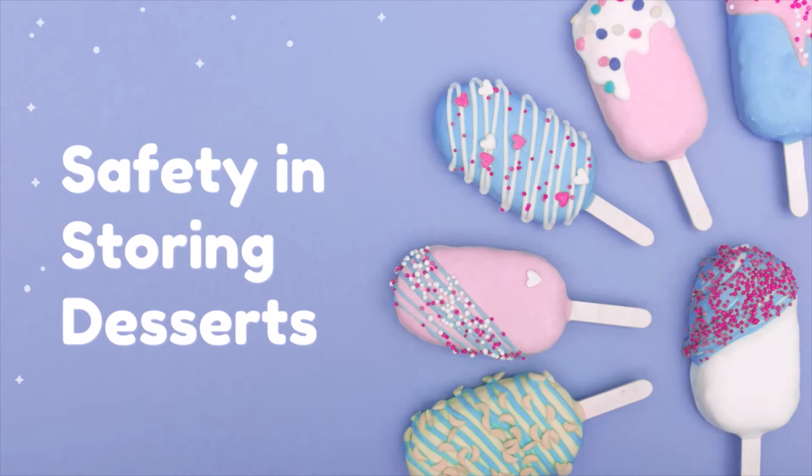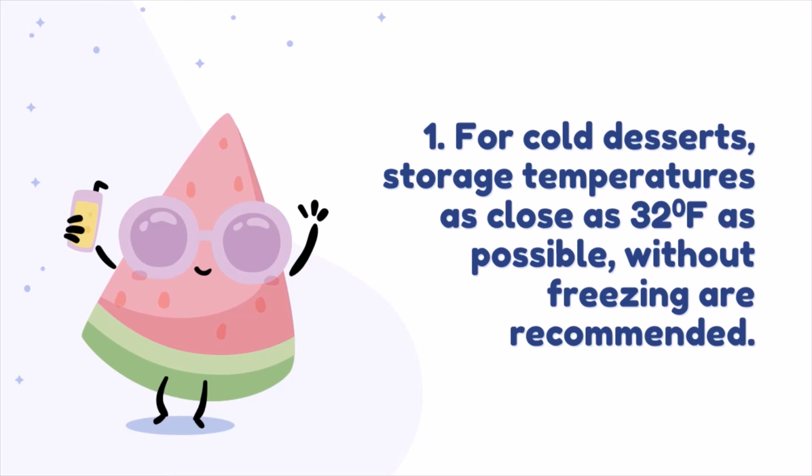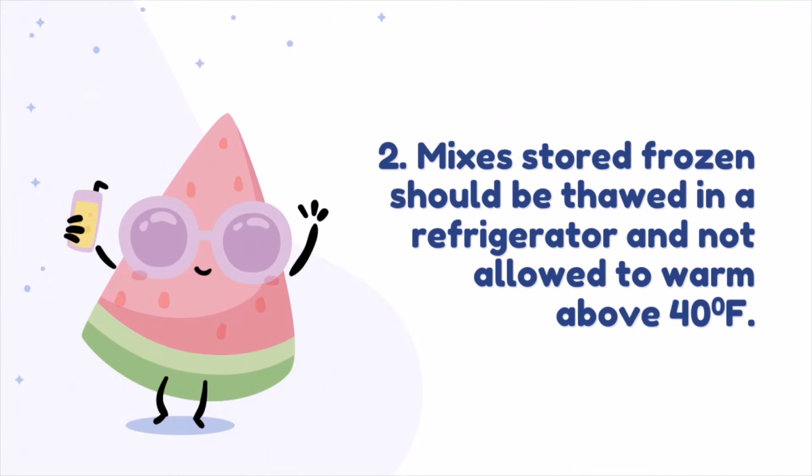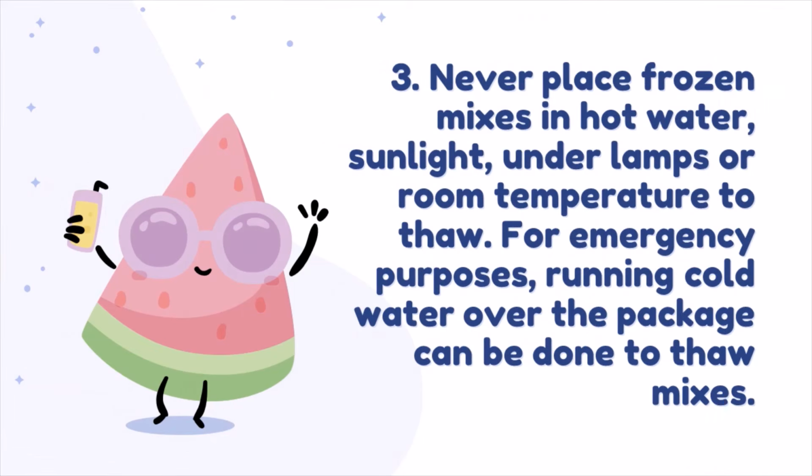Safety in storing desserts. For cold desserts, storage temperatures as close as 32 degrees Fahrenheit as possible without freezing are recommended. Mixes stored frozen should be thawed in a refrigerator and not allowed to warm above 40 degrees Fahrenheit. Never place frozen mixes in hot water, sunlight, under lamps, or room temperature to thaw. For emergency purposes, running cold water over the package can be done to thaw mixes.